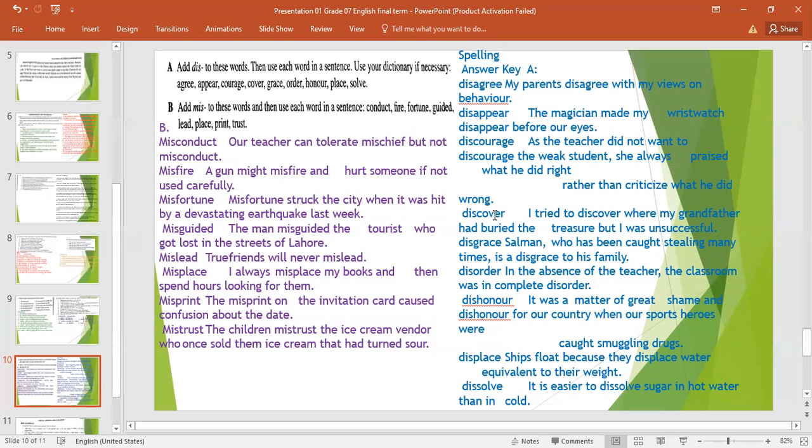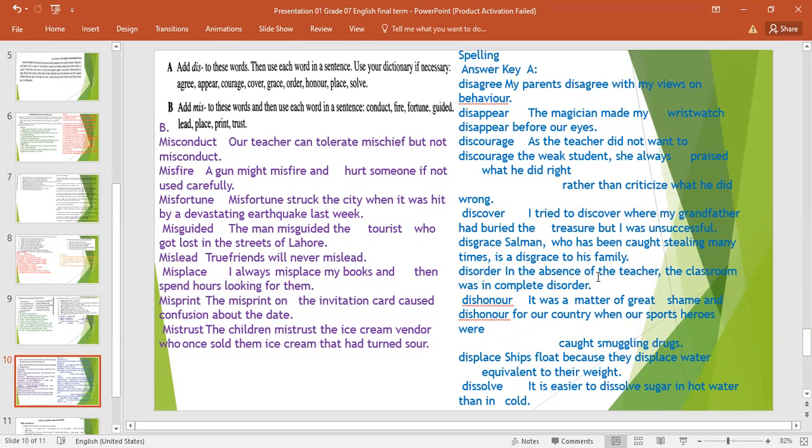Okay, here is another word, dear student, and that is discover. I tried to discover where my grandfather had buried the treasure, but I was unsuccessful. Here, discover is used in the sentence. Disgrace. Salman, who has been caught stealing many times, is a disgrace to his family.